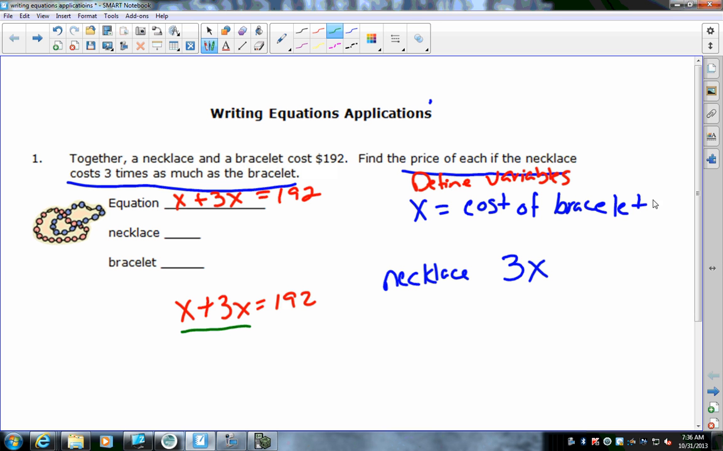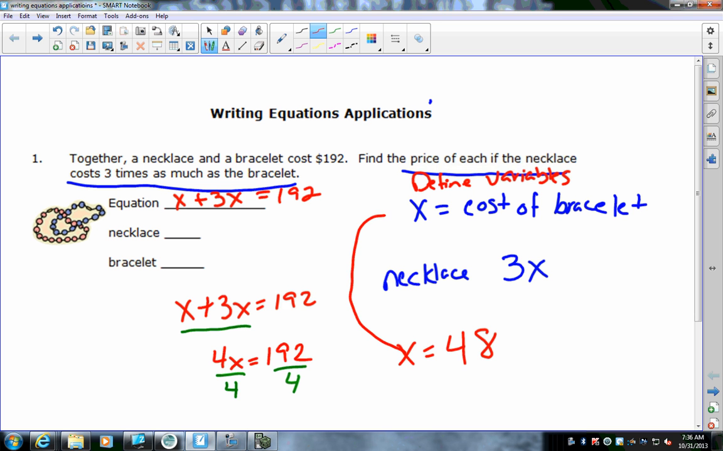Put your X's together. We get 4X equals 192. Solving this one, we just divide by 4. X equals, oh, what is that? 4 times 12 gives me 48. So X is 48. Remember, X is the cost of the bracelet. So the bracelet is $48.